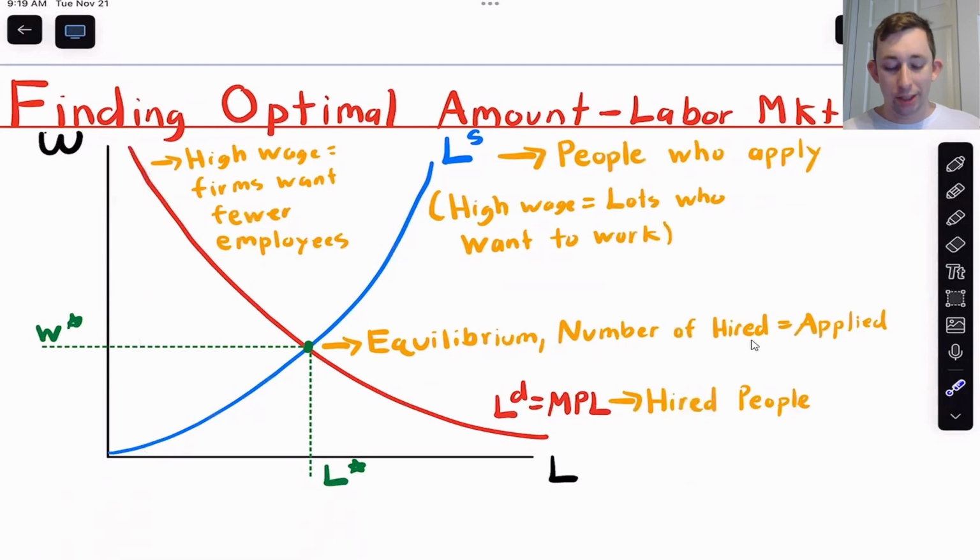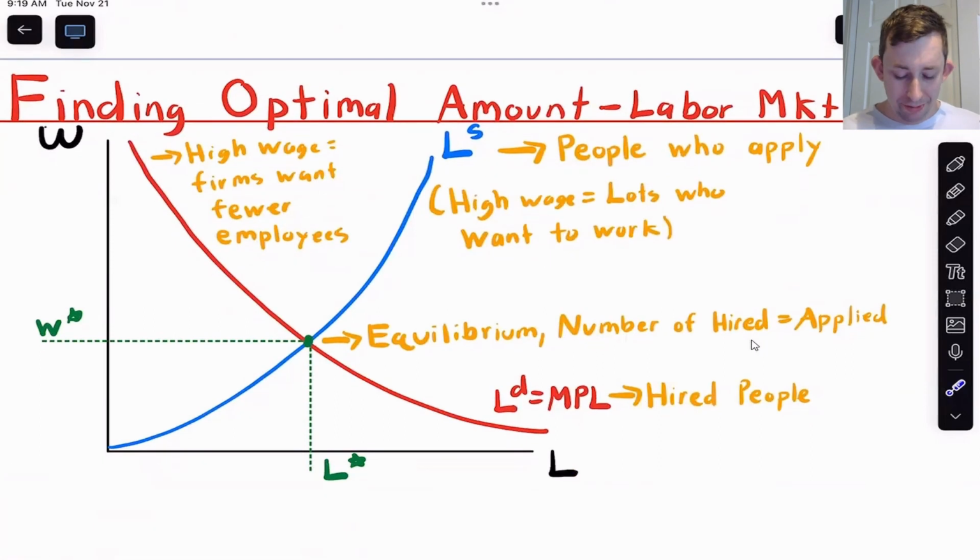And so what we're going to do is find where supply equals demand. That's right here. That's going to be our W star, which we said was 5, and our L star, which we said was 4. So this is just a brief introduction to the factor market, specifically the labor market.